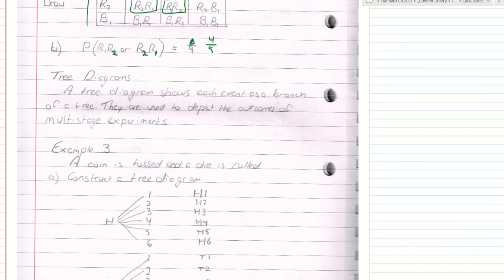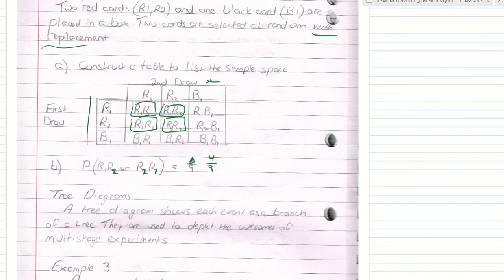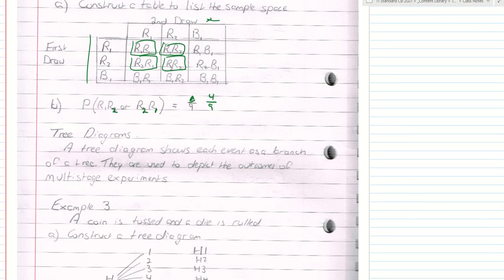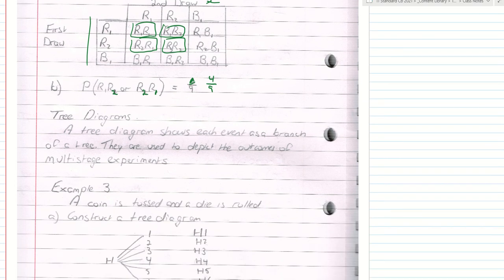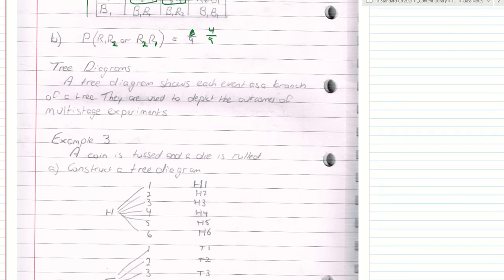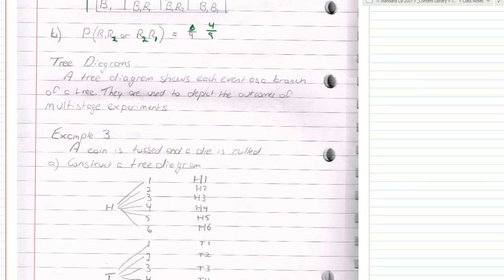Tree diagrams. Right, so that's using a table. So using a table, we construct the sample space and we can work out what our sample space is, and then answer our questions. Tree diagrams. Now, a tree diagram shows each event as a branch of a tree. They are used to depict the outcomes of multi-stage experiments.